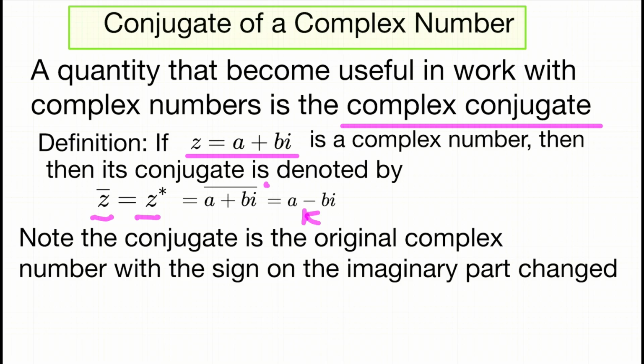A simple example would be z is equal to 2 plus 4i. z star, or z hat, or even z cross, whatever you want to call it, is 2 minus 4i. We just change the sign. So that's a simple way to create a complex conjugate.